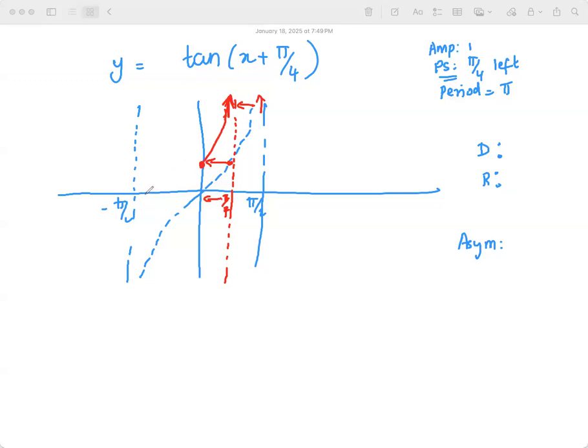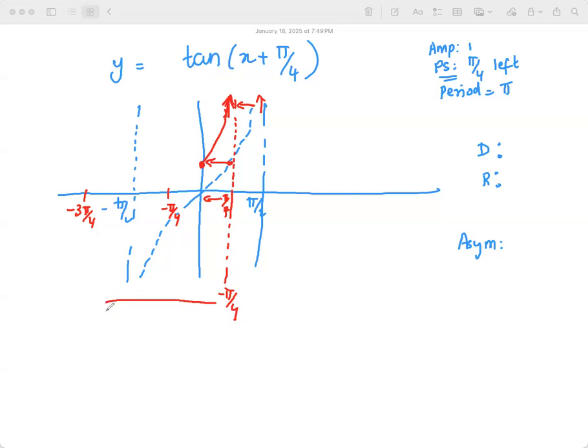But to the left, what happens? We need to find out. Here you have a minus pi by 2. Here you have a minus pi by 4. And what happens to the left? Minus pi by 4, minus pi by 2, and then minus 3 pi by 4. So where do I draw the asymptote? I drew the asymptote at minus pi by 4, but my period is pi. So where should I draw the next asymptote?